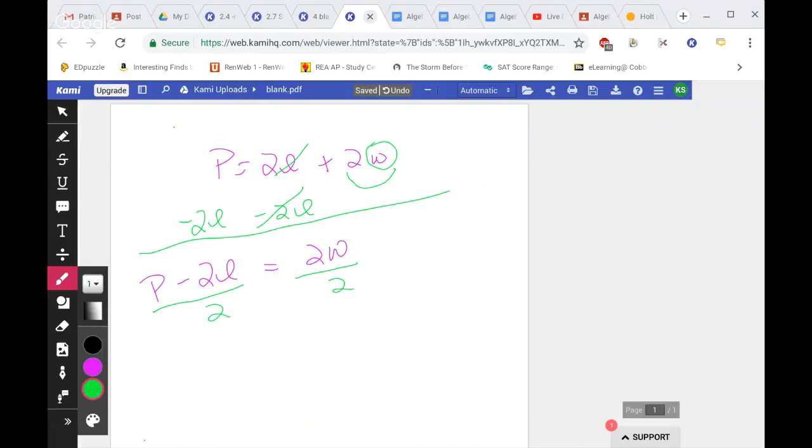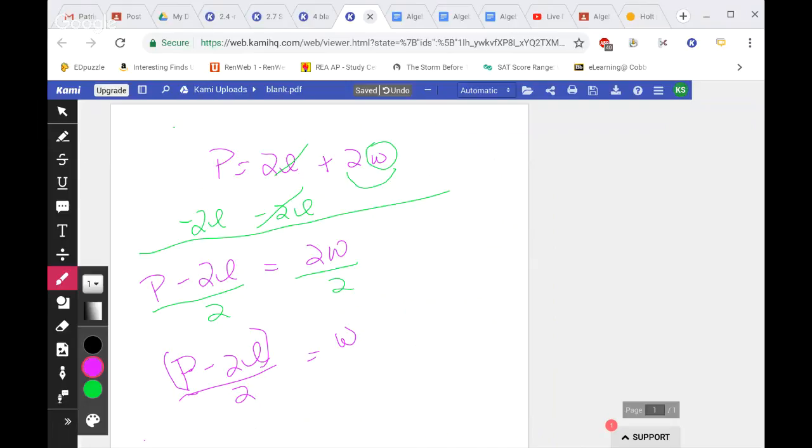So now I'm left with P minus 2L all over 2 equals W. And the temptation might be to get rid of those 2's, but we have to remember anything above or below a denominator, or a fraction bar, if it's a grouping in the numerator or the denominator, has to stay together like a family. So you can't undo it. It has to stay just like that.